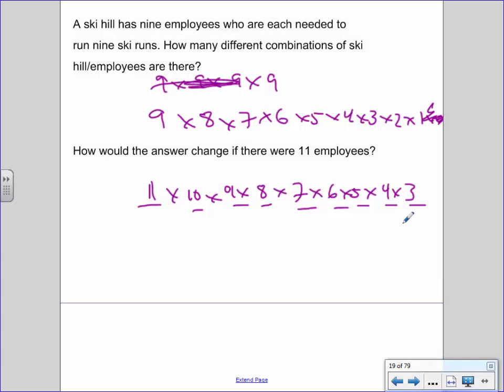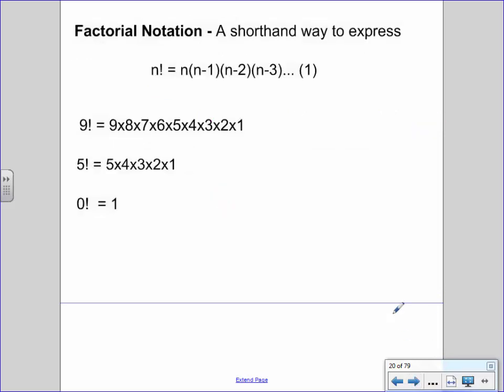This scenario comes up a lot, where once you select somebody, you have to go to the next number down, and the next number down, and the next number down. And it comes up so often that mathematicians have devised a new, what's the right word to use? A new character, a new letter, for lack of a better word, to describe this scenario. It's on my next slide here. It's called a factorial. And the character we use is an exclamation mark, which is kind of cool.